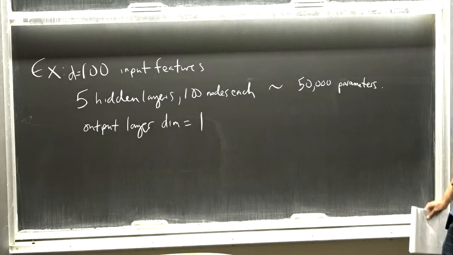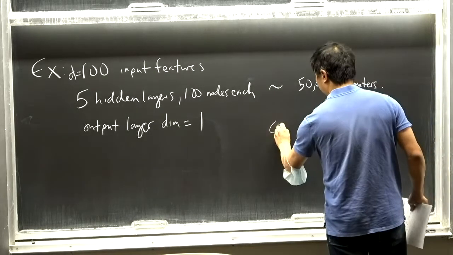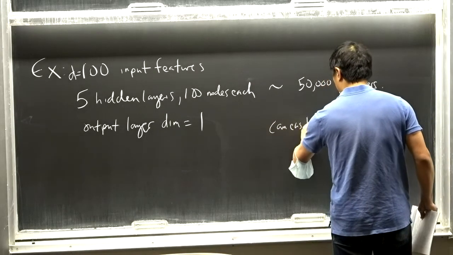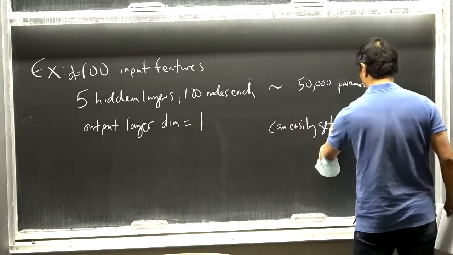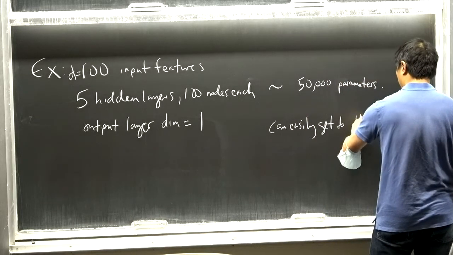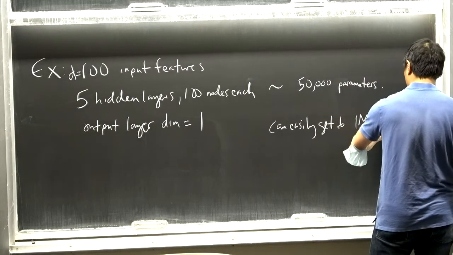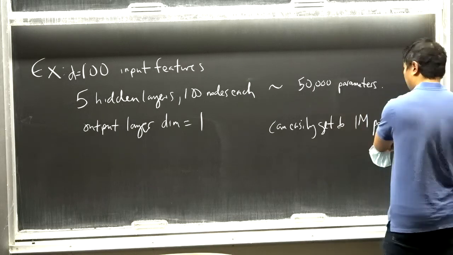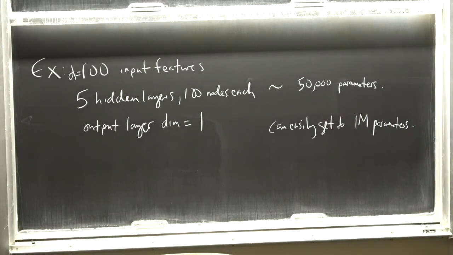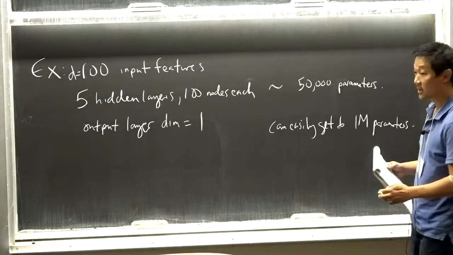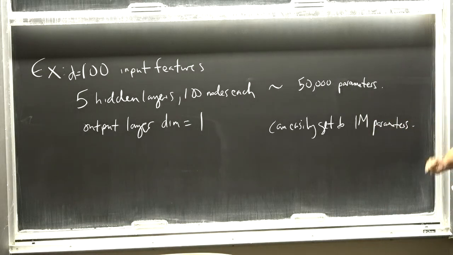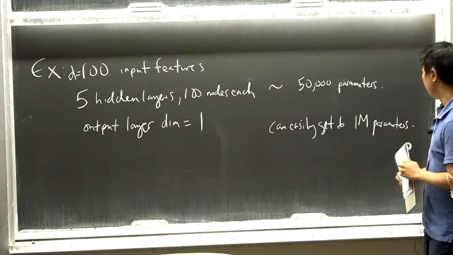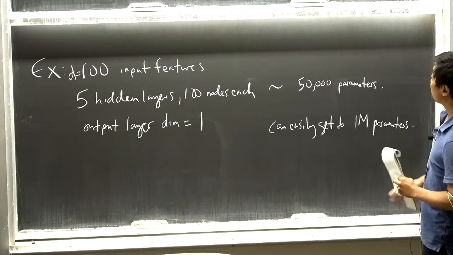Okay? And so you can easily get to, say, 1 million parameters. And so it's kind of a miracle of modern computer technology that we can minimize such functions.